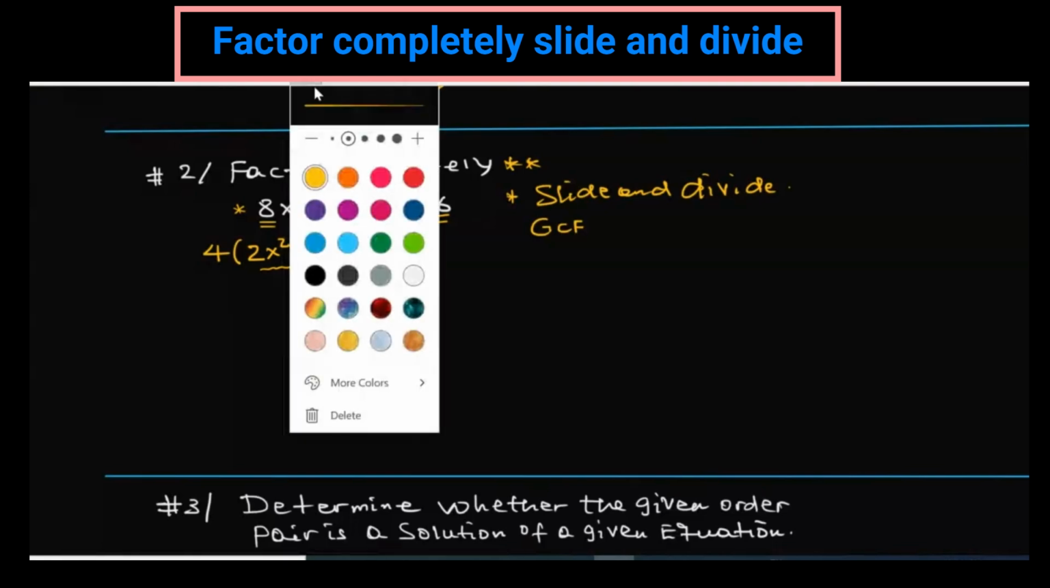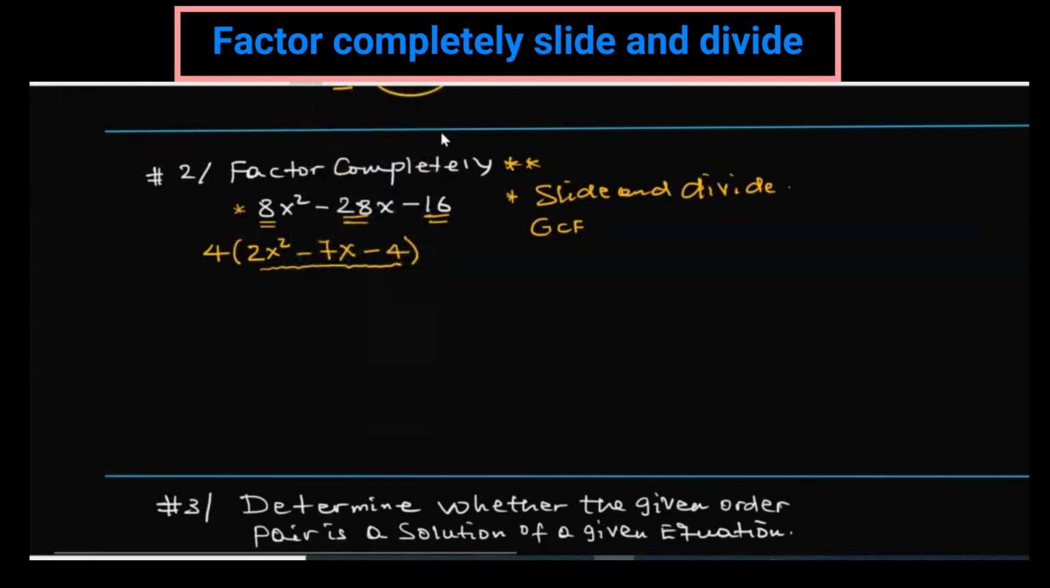So let me come to the slide and divide method. All I have to do is look at these two. I have to slide the 2 to the front, just in front of 4, and then multiply with negative 4. Remember, in this step I'm doing the slide. I'm sliding A. Keep this 4, no problem. And then if you slide that, this will remain x squared minus 7x.